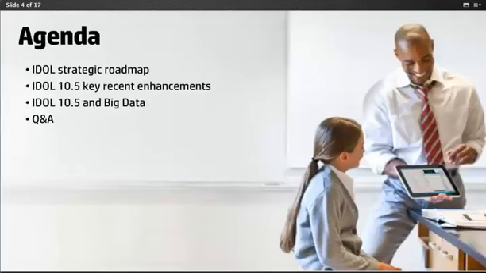So just again to cover the agenda here. First, we'll be looking a little bit at the Idle strategic roadmap, where Idle is going, where we've been, and the current state of affairs. 10.5 was released late last month in January, and we'll be covering a number of the key enhancements that were made at that time. And again, we'll transfer over to Sanjay for some of the advancements that Idle is making in terms of big data initiatives. And finally, we'll wrap up with a little bit of QA. So if we can go to the next slide, please.